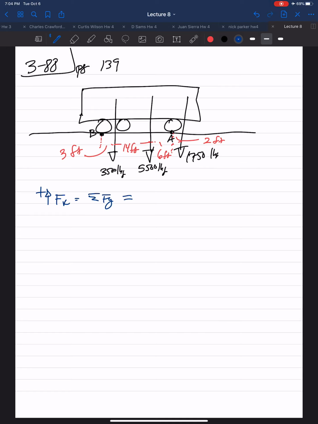So that's all negative y direction. So it's negative 1750 pound force minus 5,500 pound force minus 3,500 pound force, which gives you 10,750 pound force. So this time, we're going to take the moment about point A. So my resultant moment about point A is the sum of all the moments caused by the forces about point A.